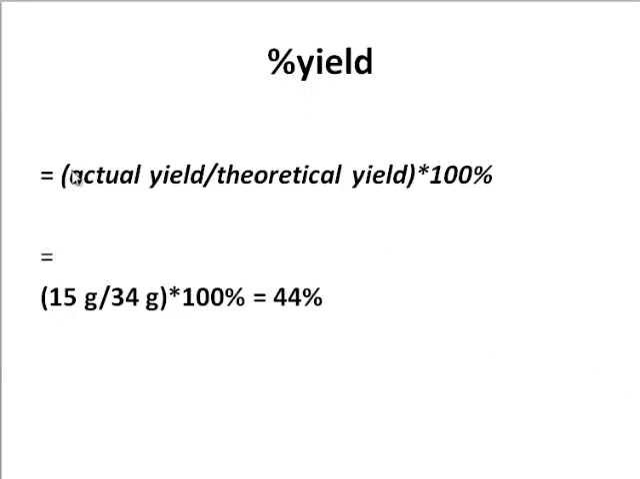The percent yield is the actual yield over the theoretical yield multiplied by 100%. Now, the actual yield and the theoretical yield in this case are both expressed in grams. They need to be expressed in the same unit so the gram units cancel. This fraction is then multiplied by 100% to convert it into a percentage. We have two significant figures, so the solution is 44%.